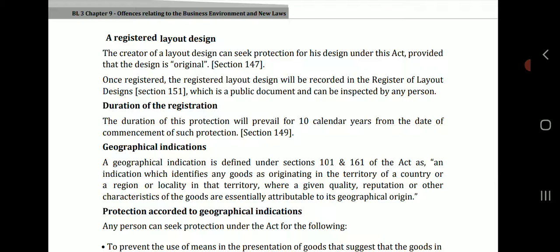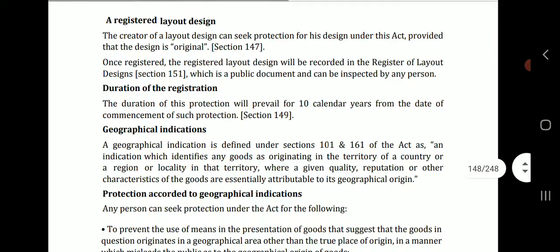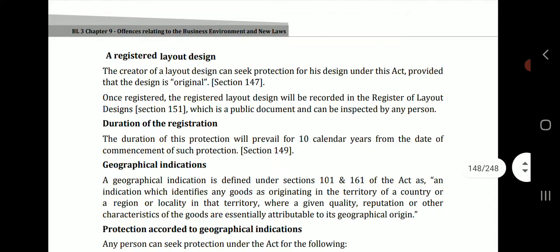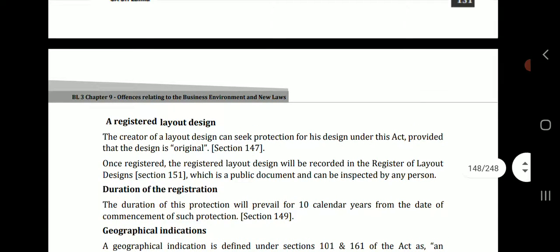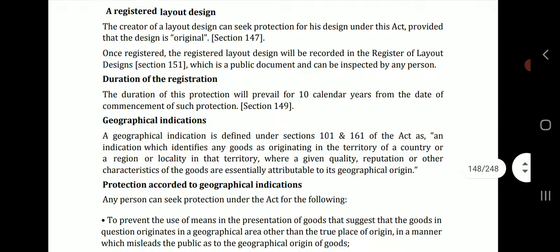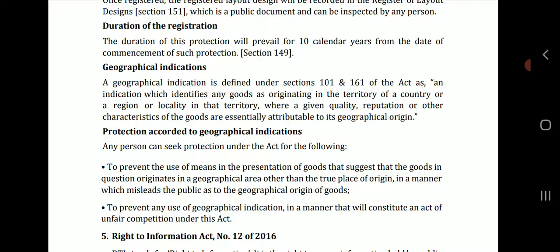So section 161 says that once a layout design is registered, it will be recorded in the register of layout designs. It is a public document and can be inspected by any person. So any person can inspect what sort of logos have been designed, but they cannot use a logo which has already been registered. The duration of the registration is 10 years from the date they registered their industrial layout.